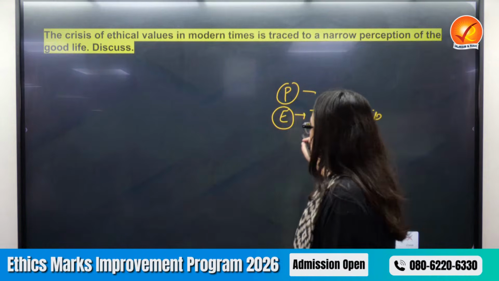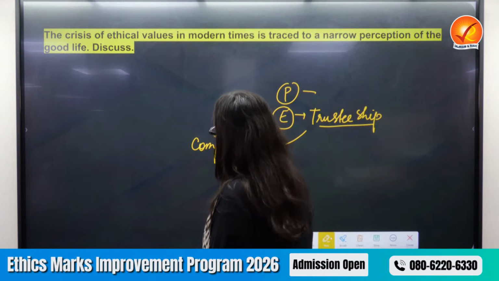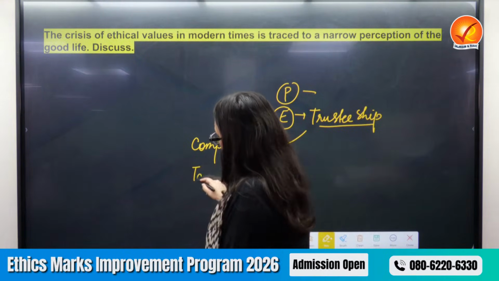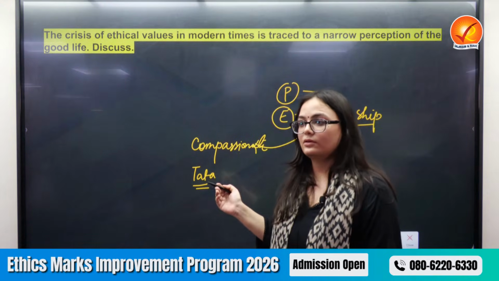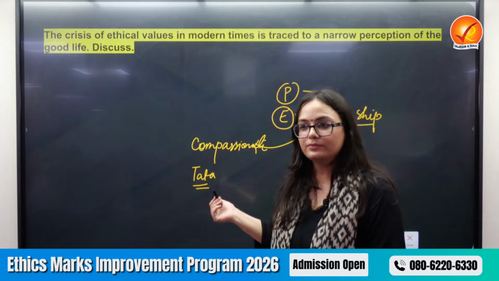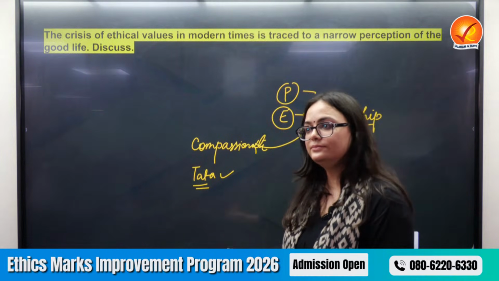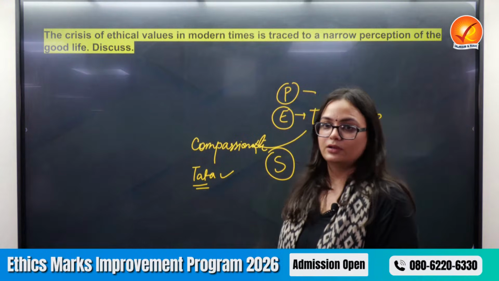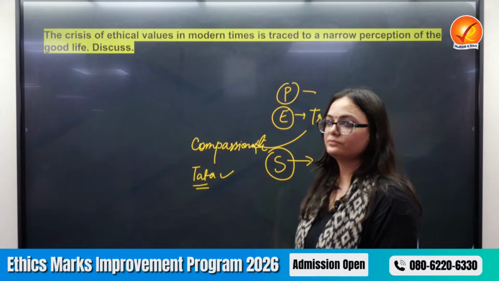What can you link with this as an example in the economic sphere? Can we link this with compassionate capitalism? Can I link this with CSR activities? Tata's contribution during COVID-19, do you remember? What was that an example of? Compassionate capitalism? In the social sense, what is an ideal life? What is a good life in social sense?